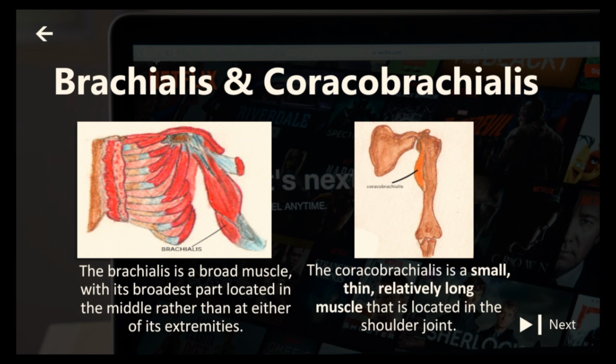The coracobrachialis is a long, slender muscle located in the arm's anterior compartment. It runs from the coracoid process of the scapula to the shaft of the humerus. The coracobrachialis muscle's primary purpose is to induce flexion and adduction of the arm at the shoulder joint.